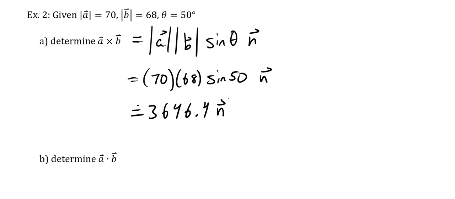So we don't know that. We just know n is going to be orthogonal to both a and b. And it's a unit vector. That's all we know. But that's all we need to know for now. So that's okay.